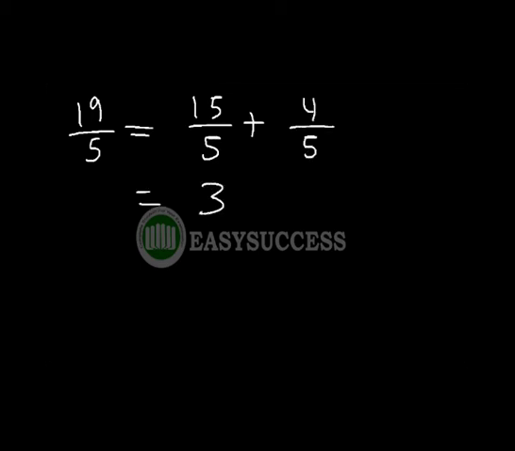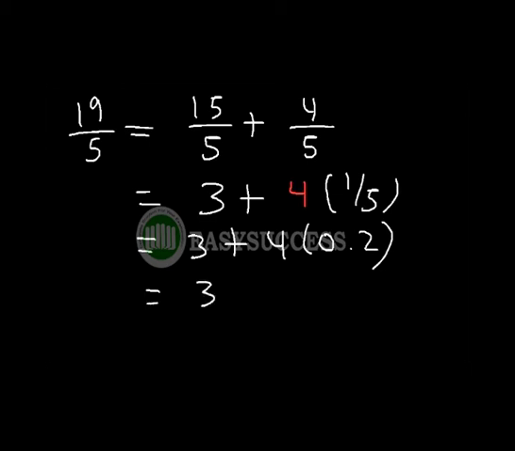Let's try another one. Convert 19 over 5 into a decimal. So we can write this as 15 over 5 plus 4 over 5. 15 divided by 5 is 3, and 4 over 5, we're going to write it as 4 times 1 over 5. Now 1 over 5 is 0.2. 4 times 2 is 8, so 4 times 0.2 is 0.8. And 3 plus 0.8 is 3.8. So 19 over 5 is 3.8 as a decimal.